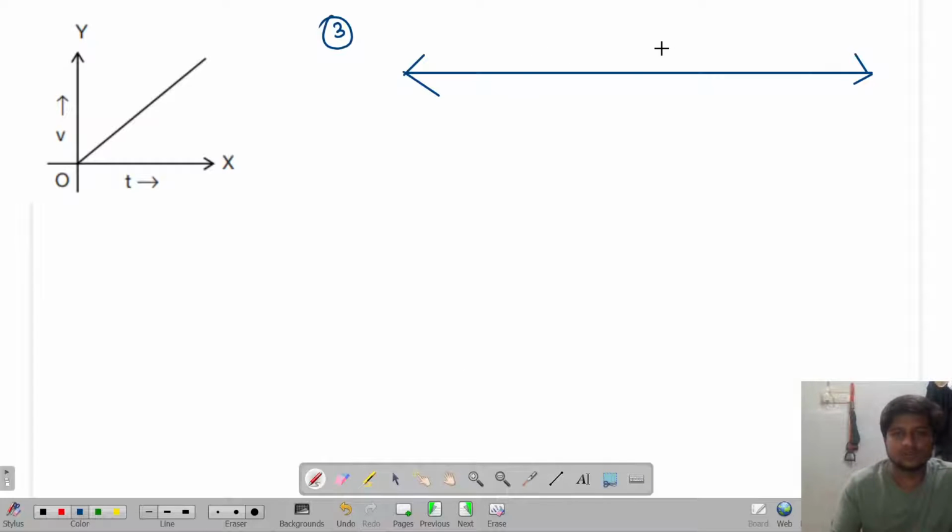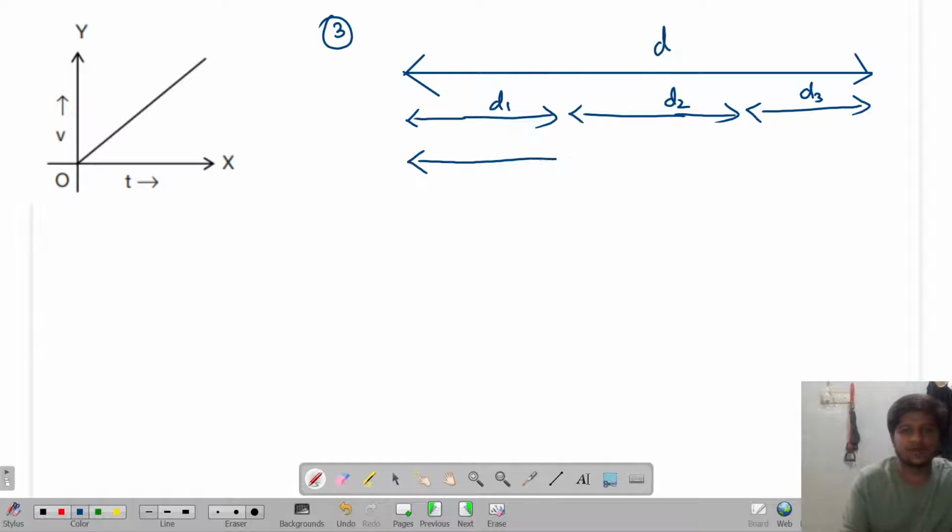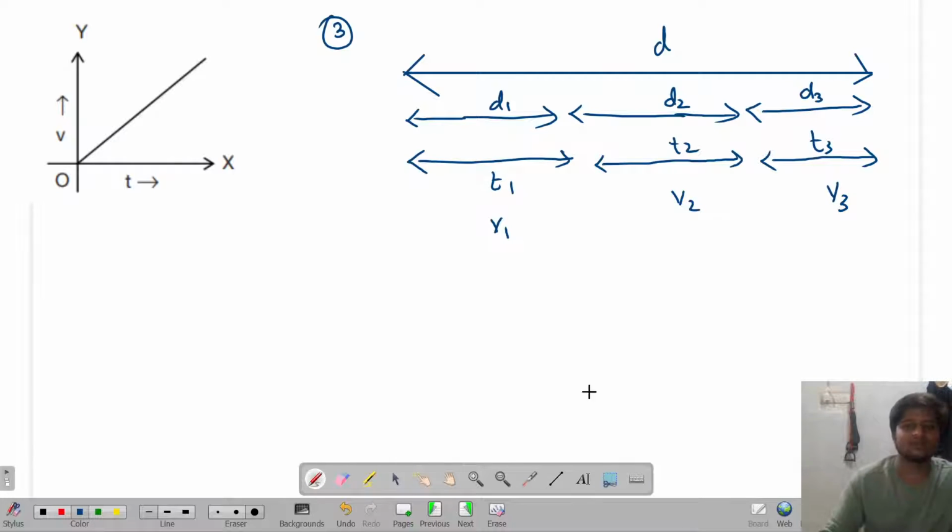Now, let's suppose this is the total distance of the particle. Now I am traveling this distance in three parts: d1, d2, and d3. Remember that the times of traveling are going to be similar. t2 is there, and here t3 is there. Now, in this time t1, I have velocity v1. In this time t2, I have velocity v2. And in this time t3, I have velocity v3.